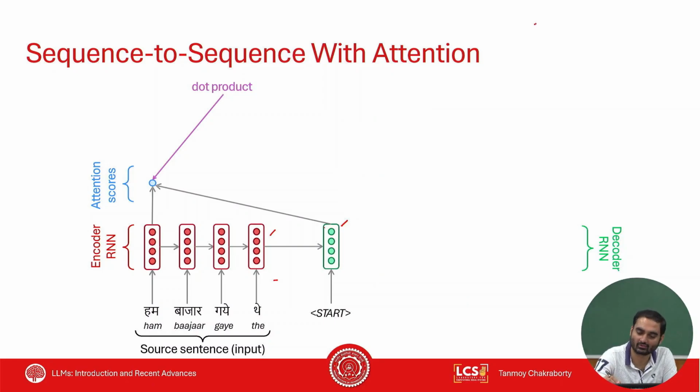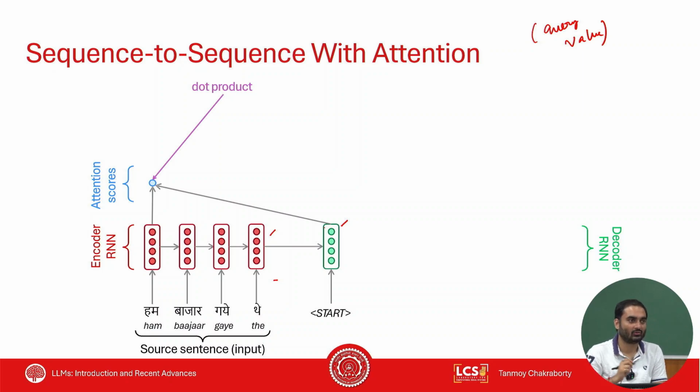Here we introduce a concept of query and value. Each of these decoder hidden states will act as a query, and each of the encoder hidden states will act as a value, right? So the decoder hidden state will basically check which of the encoder hidden states will be relevant for that decoder state, right? Relevant means which encoder states will be helpful for the decoder state to generate the correct output.